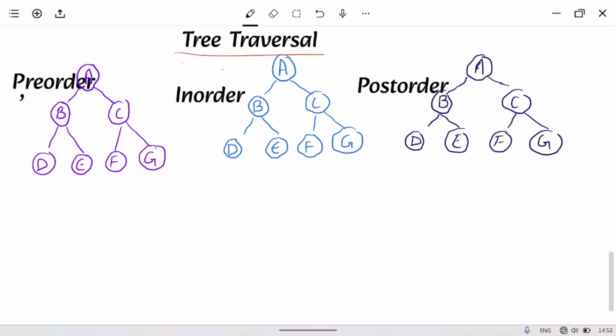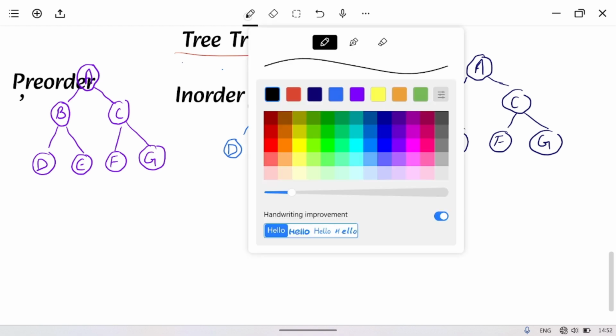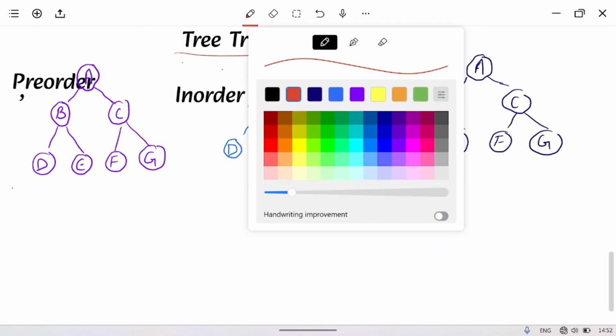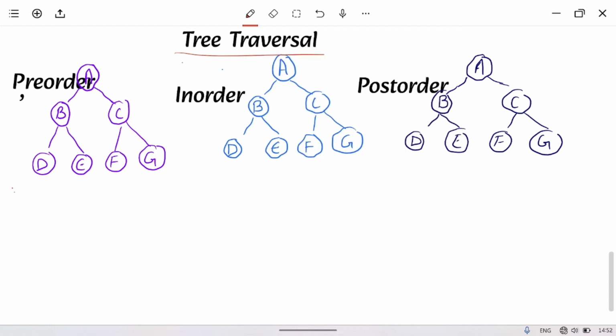Let us see the easy method for the tree traversal. First, let's see pre-order of a given tree. How to find pre-order using the easy method. First, draw a line at the bottom of the tree. See, this is the given tree. We will find the pre-order of the tree.